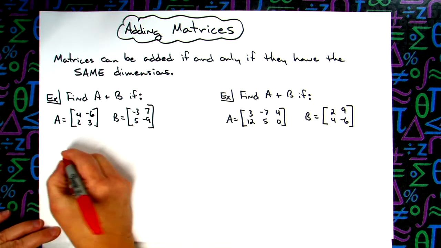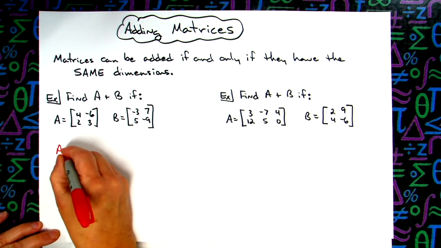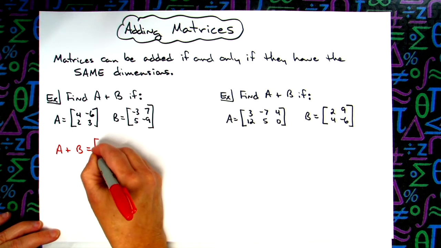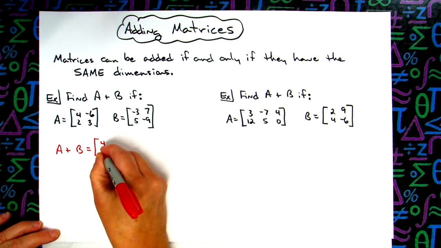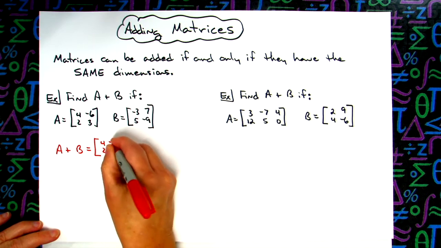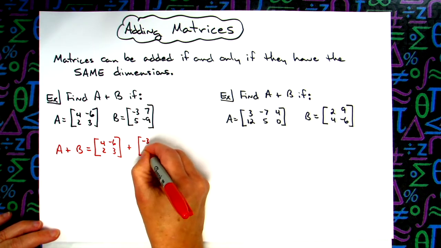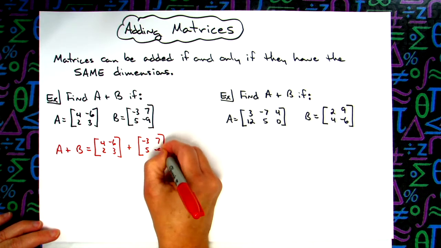So on our paper, we're going to have A plus B, and we're going to go ahead and show what two matrices we're adding here. 4, 2, -6, 3 is being added to the -3, 5, 7, and -9.